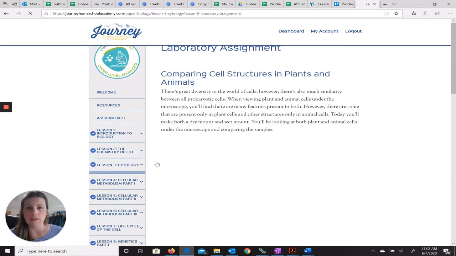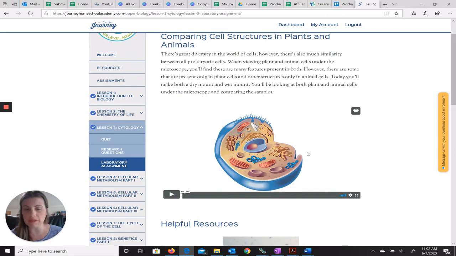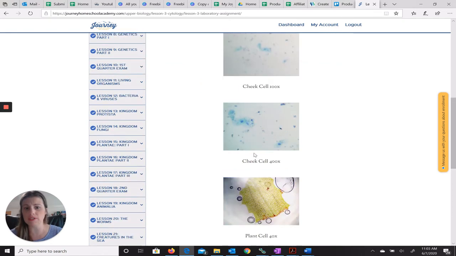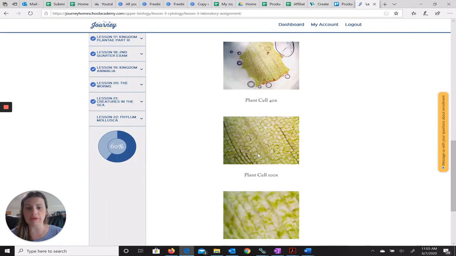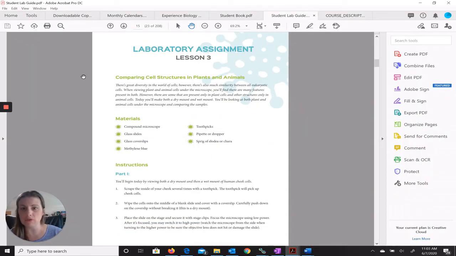The laboratory assignments also include a short video, kind of like an introduction video to the lab and what they'll be doing. Sometimes it even shows them how to do it. And it also includes some other things they may need as they do the lab. And that's where they will need the student lab guide. And here's the lab guide, and it shows the materials you'll need, walks you step by step on how to do the assignment or the lab assignment.